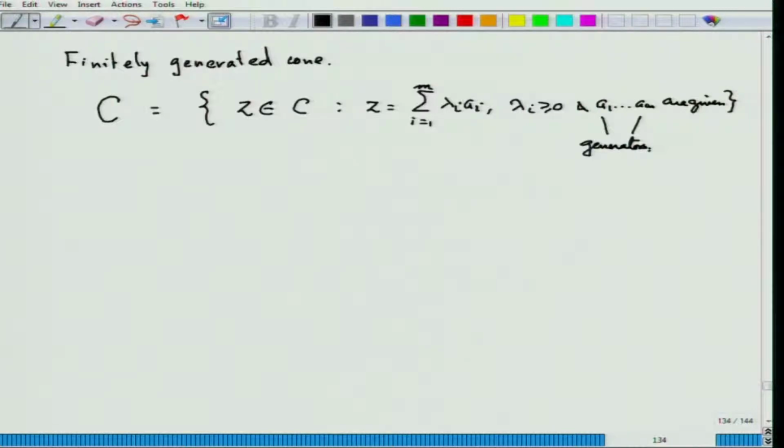Now, a very important fact in convex geometry is the following: a cone C is polyhedral if and only if it is finitely generated, and that is the fascinating thing.